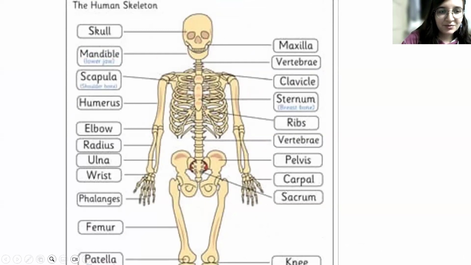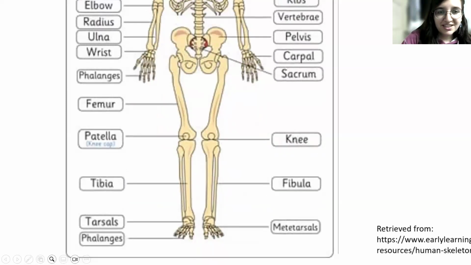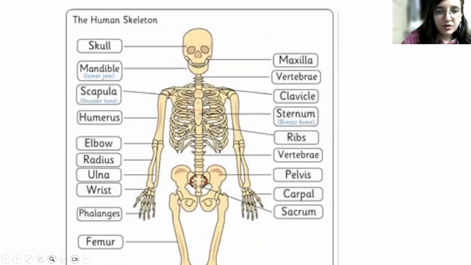The radius is the one here. The ulna is the lateral part. The wrist bones, the phalanges, the femur. Patella is here, the kneecap, the tibia, tarsals, again phalanges, metatarsals, fibula, knee. All these parts, we'll be looking at one by one as well. But these are the overall, I'm just saying the names so you get familiar with them.